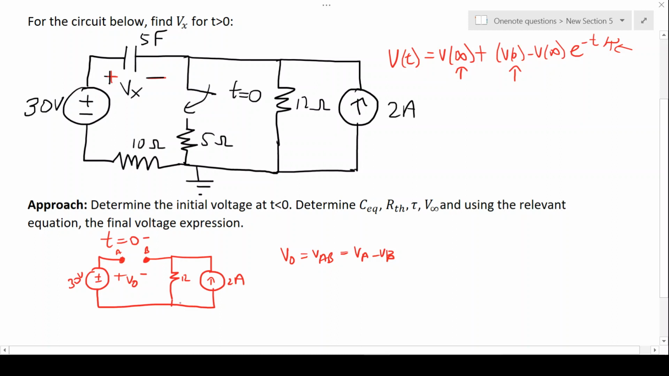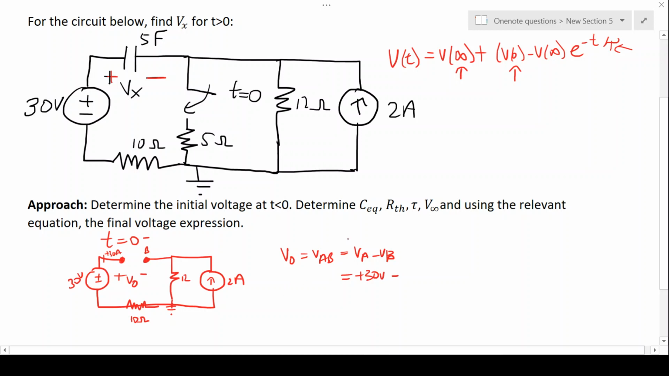VA, we can see we start off at 0. There's a 10 ohm resistor here that we've missed out, but it won't make a difference because there's no current flowing through there, so there won't be any voltage drop. So we start off at 0. We increase by 30 to get to positive 30. So VA must be positive 30 volts.